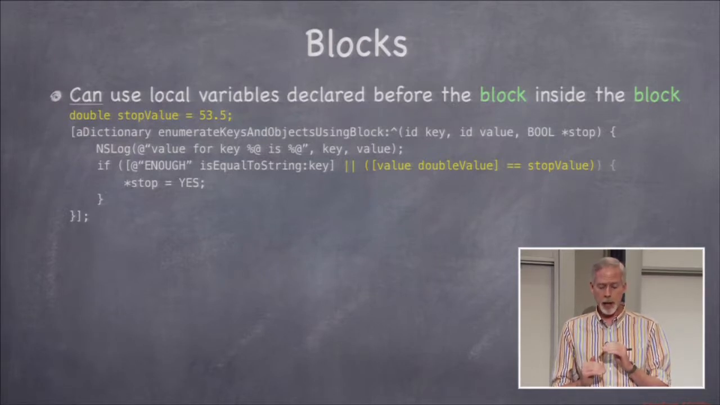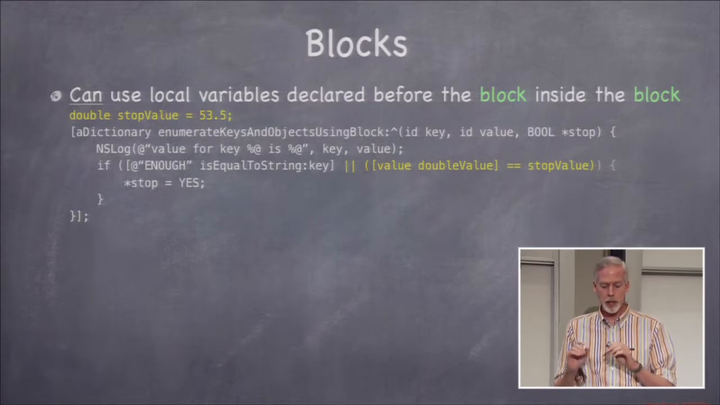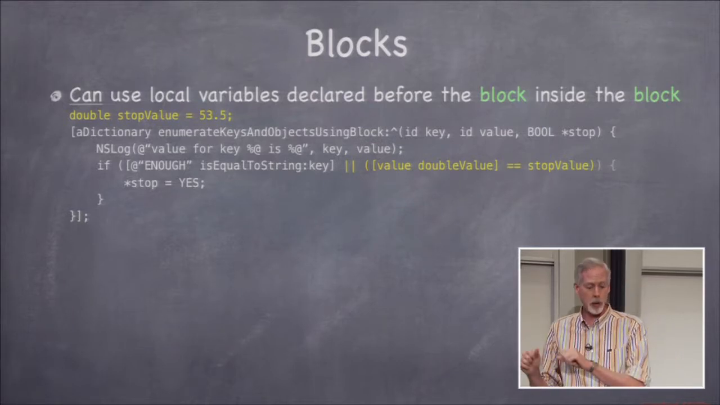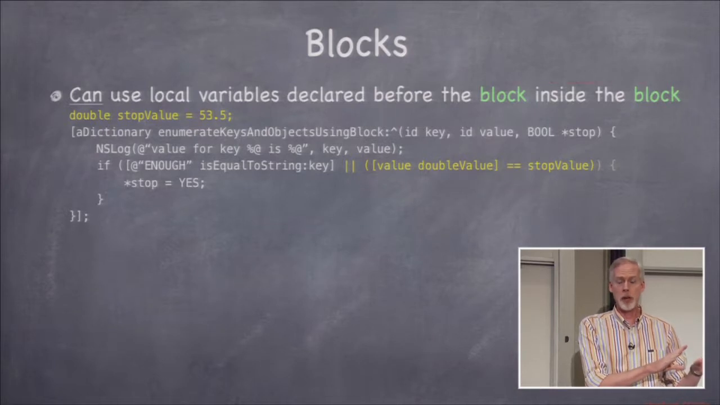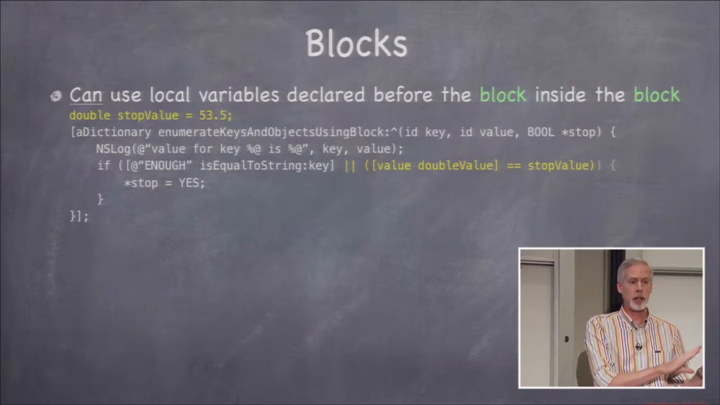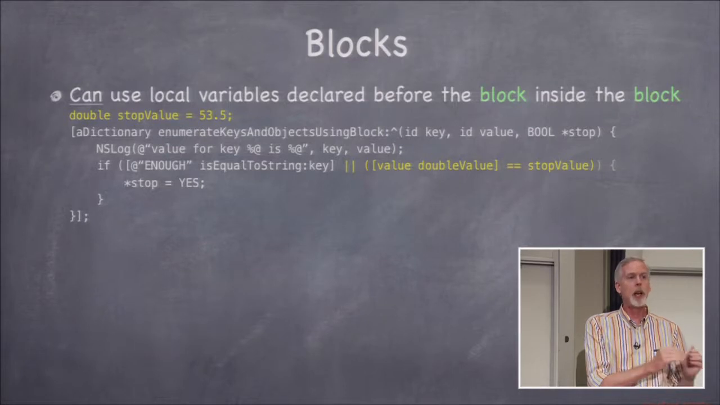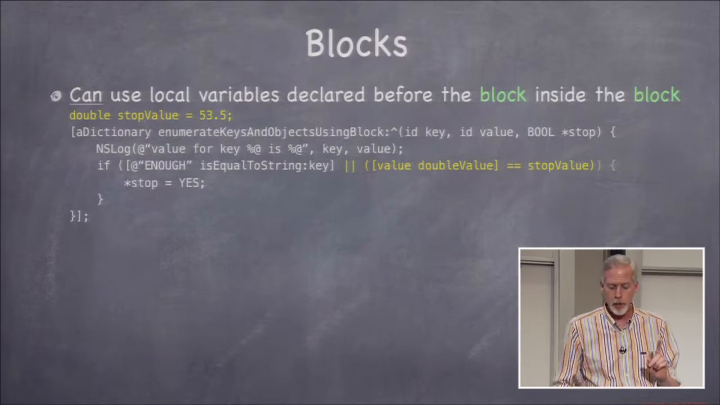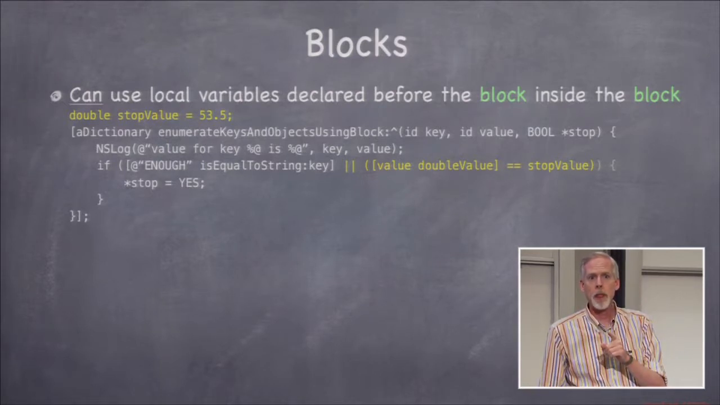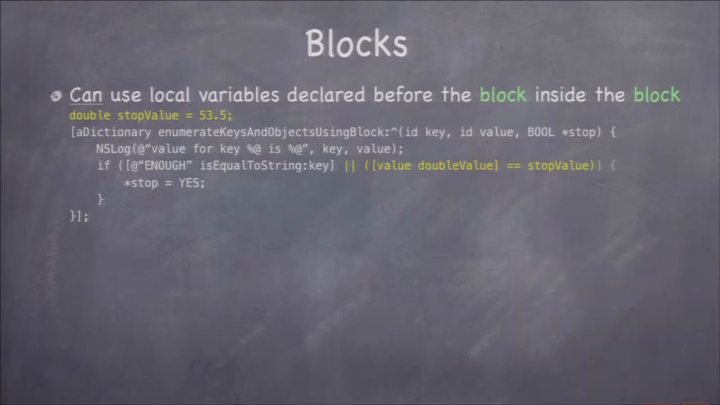Okay? So if I had that block and I wanted to stop not just when I see the key enough, but also when I see the value, stop value, which is a local variable defined in the scope that's calling the method enumerate keys and objects using block, I can use it. The compiler makes sure that the value of that gets properly passed in. However, a question? Oh, is this statically scoped for using things outside? Yeah, it is the local scope, whatever scope the dictionary enumerate keys and objects call is in, that's the scope in which the variables can be used, which is pretty much the local stack, right? The stack from your thing.